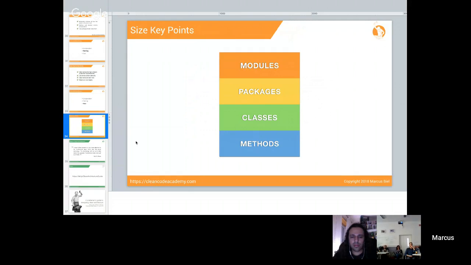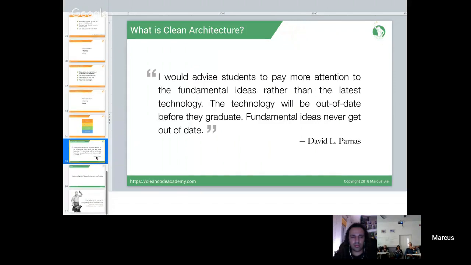Okay, so now to sum up my talk, let me cite David Parnas. He made this statement, and I really like it. And I really think this tells us about how we can achieve a clean architecture. So let me read this out for you. I would advise students to pay more attention to the fundamental ideas rather than the latest technology. The technology will be out of date before they graduate. Fundamental ideas never get out of date.